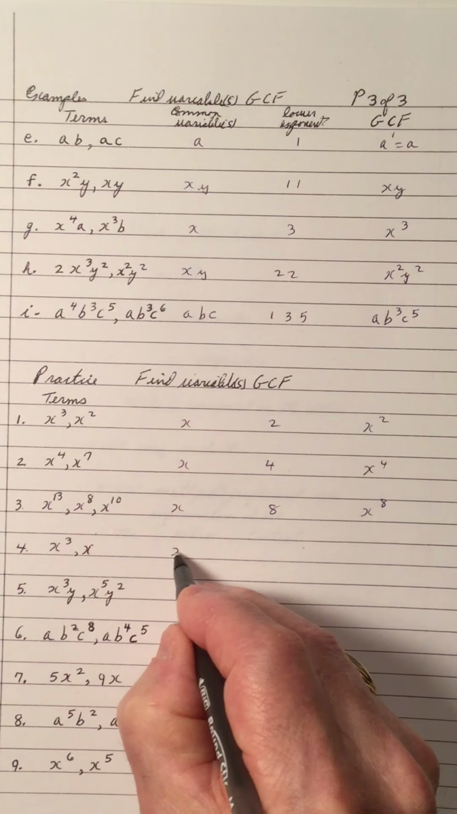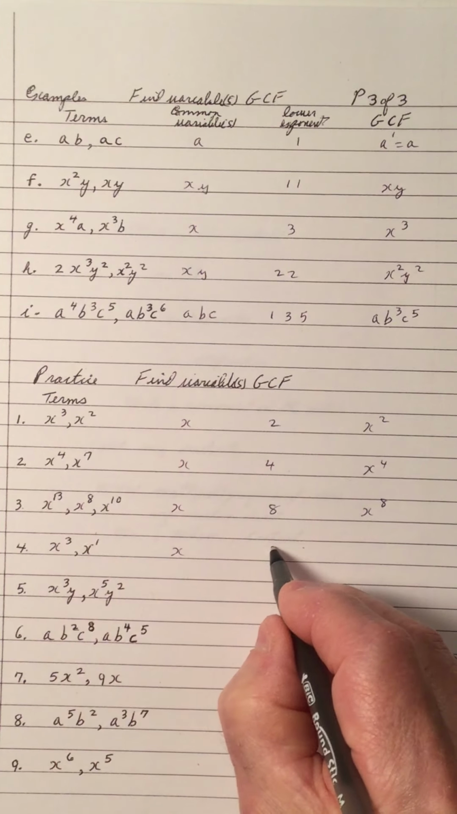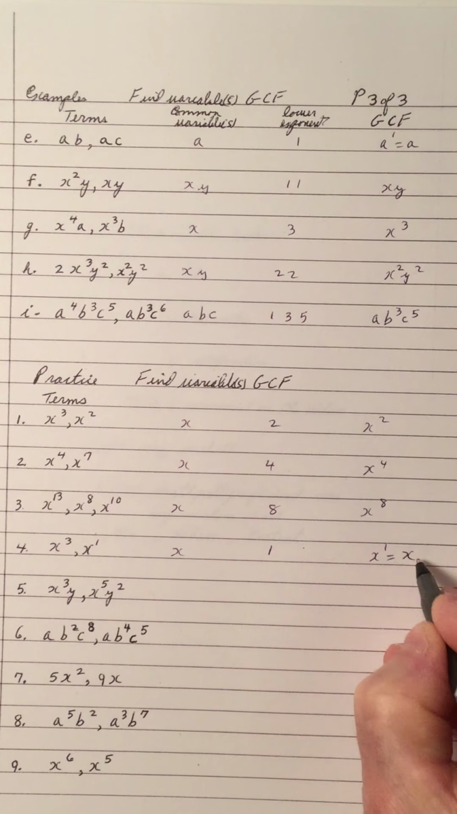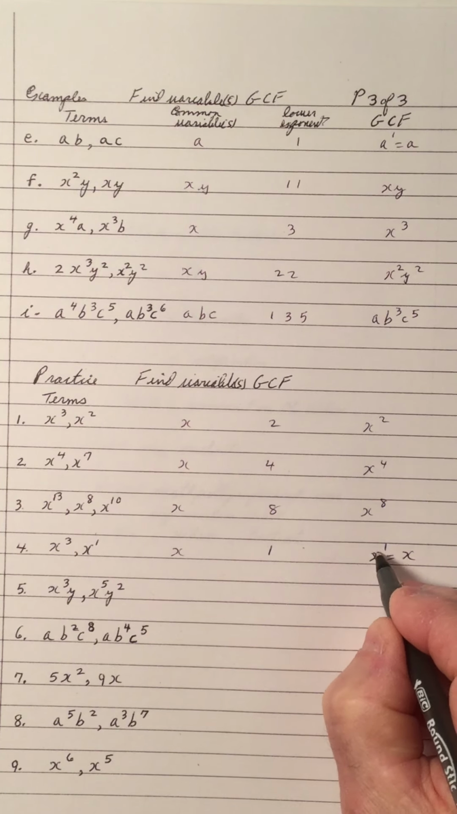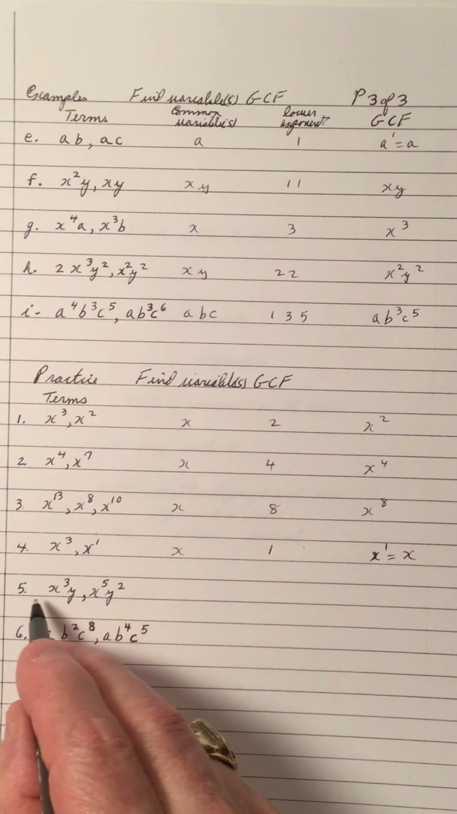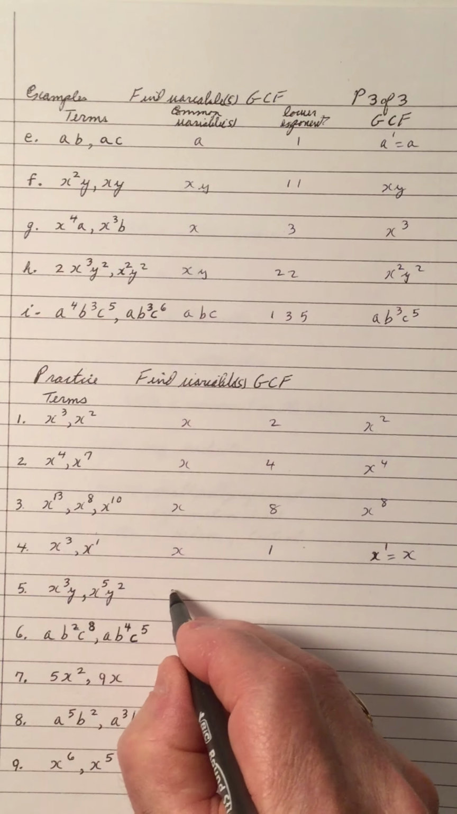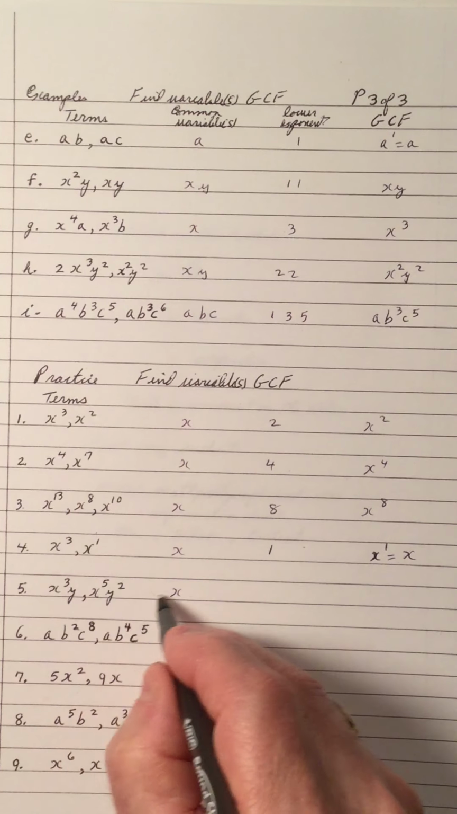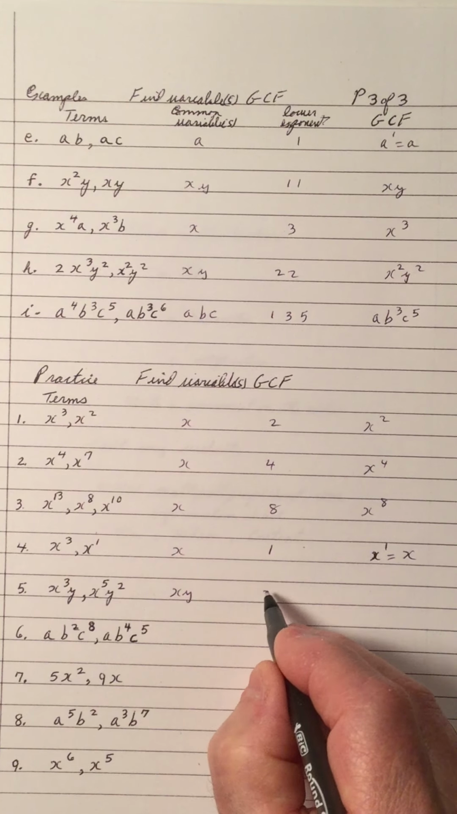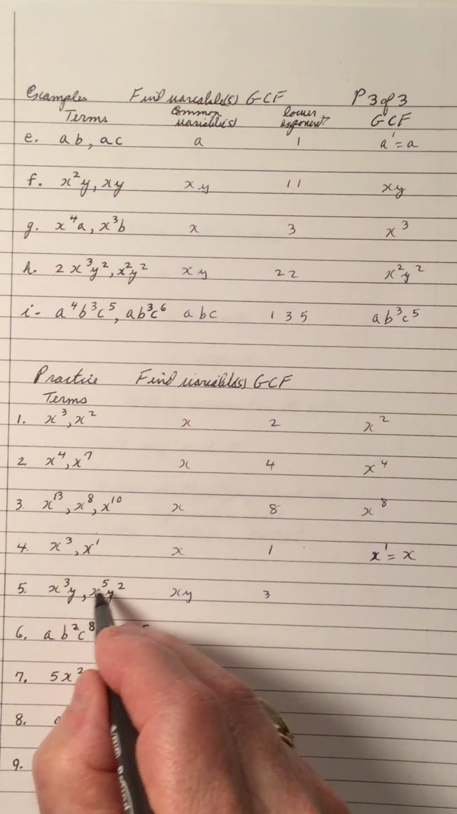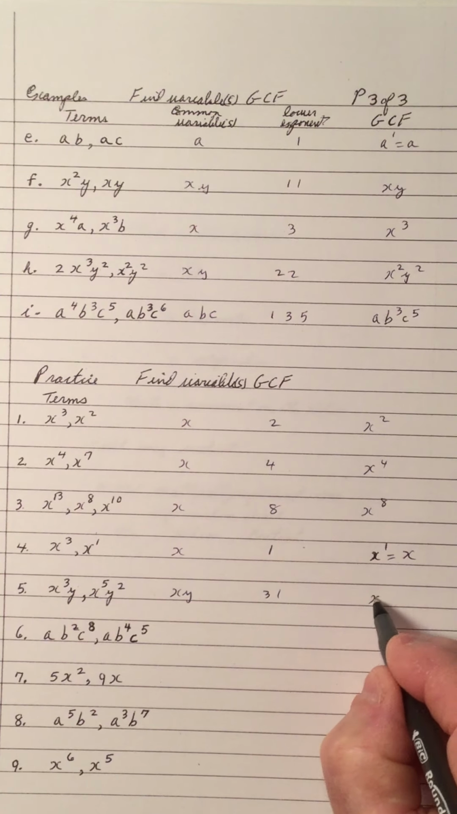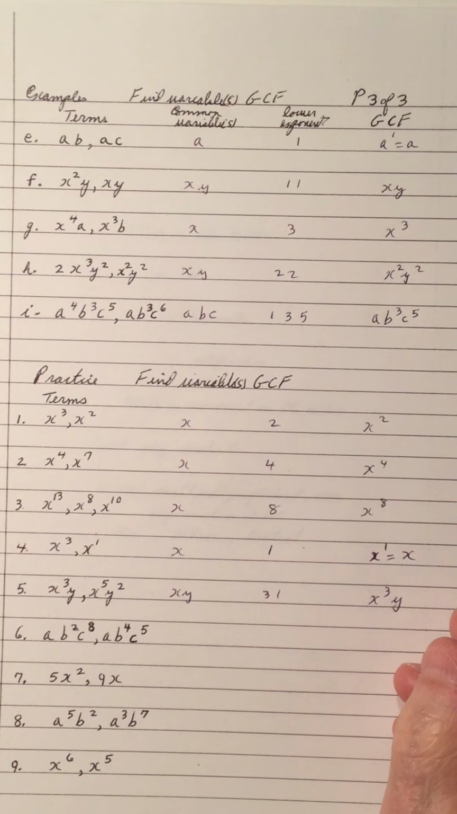X is a common variable, and that's understood to be a 1. Smallest exponent is 1, so that's x to the 1, or I'm just going to say x. I'll always remind you that x is x to the 1 all the time when I think about it. Number 5, a common variable here is an x and a y. The smallest exponent of x is 3. The smallest exponent of y is a 1 and a 2, so it's a 1.